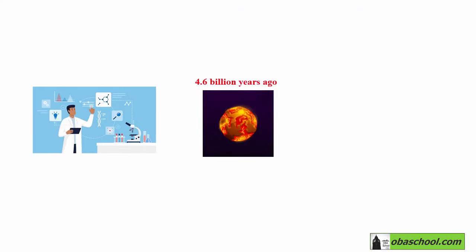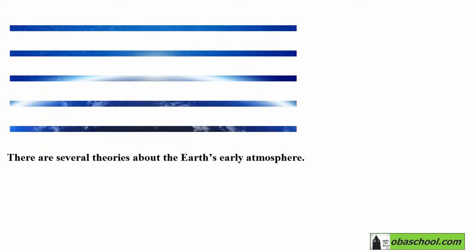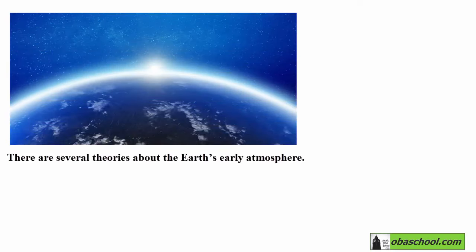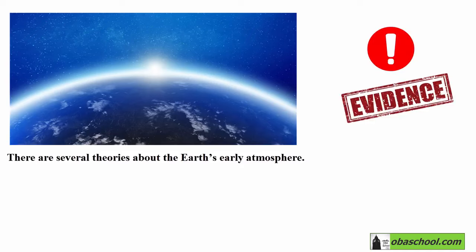Scientists think that the Earth was formed about 4.6 billion years ago. They think that it was a molten ball of rock and minerals. There are several theories about the Earth's early atmosphere, although there's little direct evidence to draw on from billions of years ago. So we can't be 100% sure which theory is the correct theory.